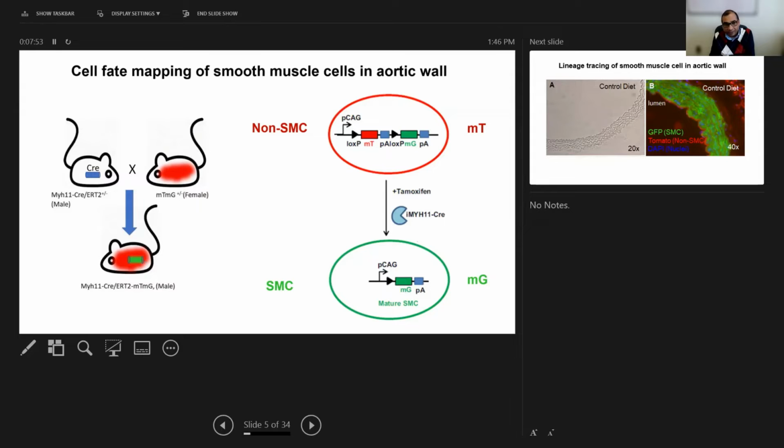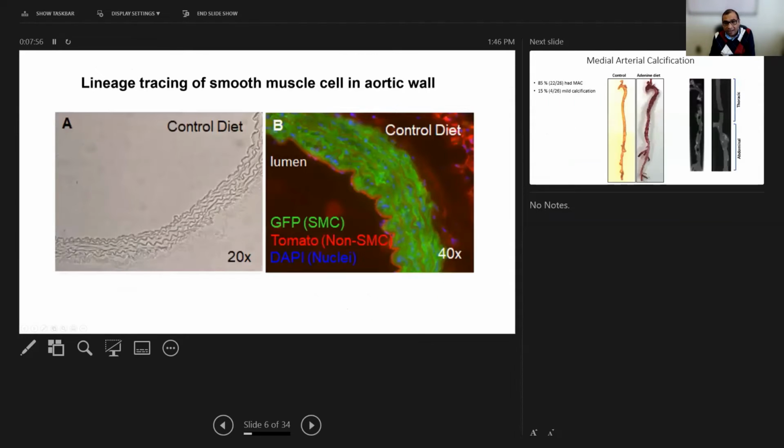So we use these mice, and this basically shows a mouse that you just put on a normal diet, and then you mark the cells. So for example, this is the medial wall. You can see all cells that are green are smooth muscle cells. The blue dots are basically the nuclei of those cells. And the red cells are essentially non-smooth muscle cells. So this is the intimal wall. These are endothelial cells. And this is your adventitial fibroblast here, which are all in red. So basically, by looking at this, you can follow the fate of the smooth muscle cells.